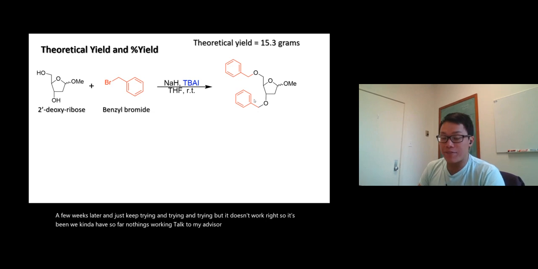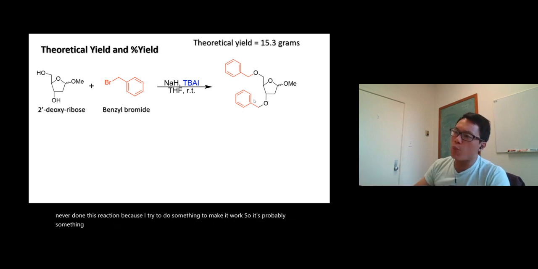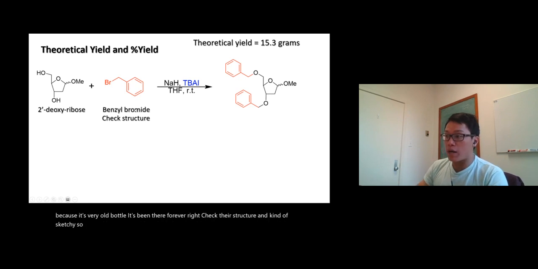He said, I don't know, man. I never did this reaction. You could try to do something to make it work. So, well, it's probably something that's going on in here. So I went and checked the bottle of benzylbromide because it's a very old bottle. It's been there forever, right? Check the structure. Kind of sketchy. So I ordered a new bottle of benzylbromide. Ordered a new bottle, brand new.